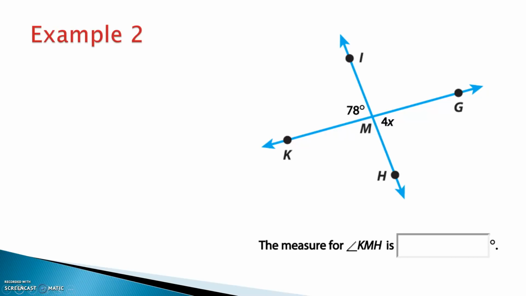Okay, so if I want to figure out how much K to M to H measures, I want to figure out this part over here. Well, there's more than one way I can do that. What tools do I have? I have complementary, I have supplementary, and I have vertical angles. What I see here is that I have a straight line, and I have these 2 angles here that should add up to 180.